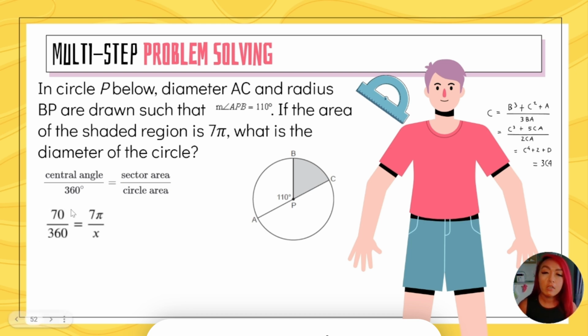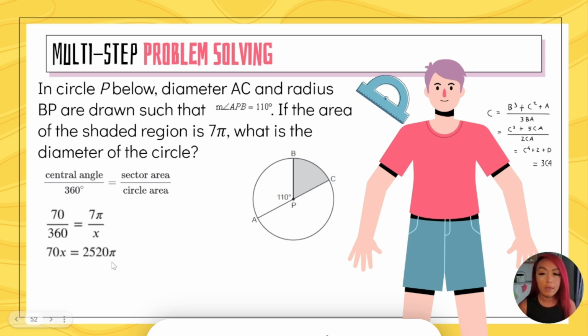So we'll put 70 degrees over 360 and set that equal to 7 pi over x to find the circle area. Now, why would we want to find the circle area when we want to find the diameter? Well, if we could find the circle area, that will help us find the radius. And if we have the radius, then we can find the diameter.